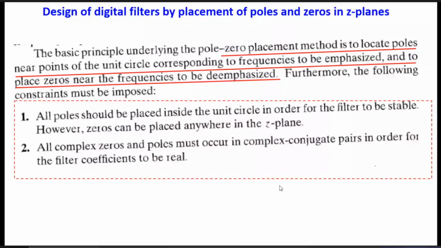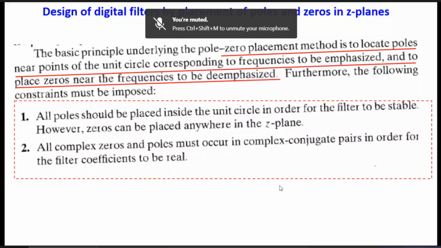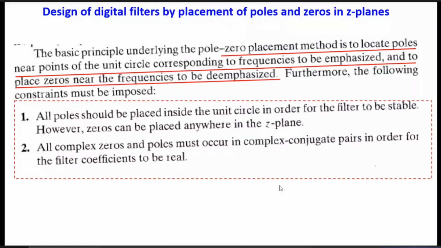Another concept is that all poles should be placed inside the unit circle in order for the filter to be stable. We have studied earlier that for alpha to the power n, this alpha is less than 1. If it is less than 1, that means the system is stable. It does not increase, the system gain will not be infinite, it will be stable.